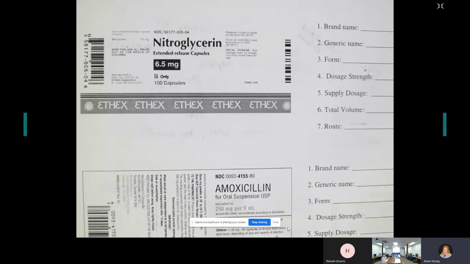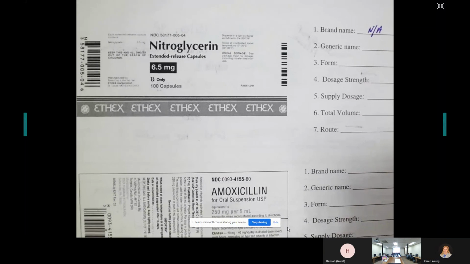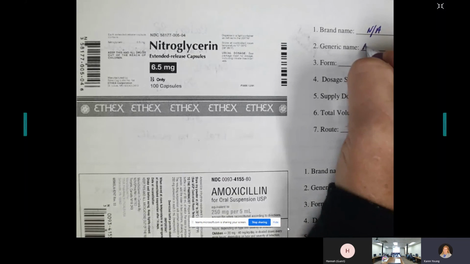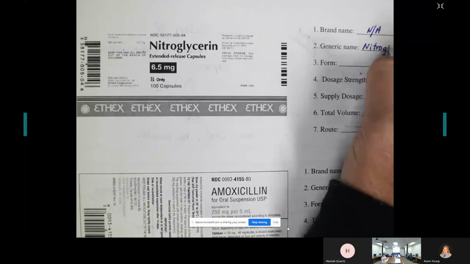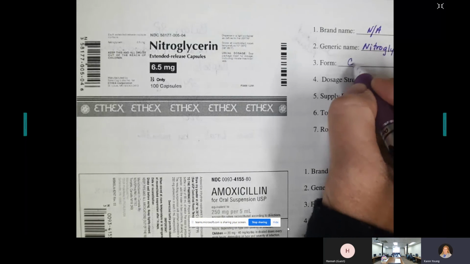All right, look at this label. It's nitroglycerin extended release capsule, 6.5 milligrams. Does it have a brand name? No. So what's my generic name? Nitroglycerin. And what form is it in? Capsules.